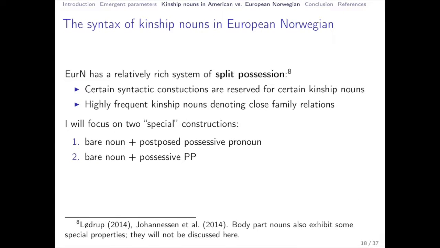Now, kinship nouns. European Norwegian has a relatively rich system of what we call split possession. And what that means is that there are certain syntactic constructions that are reserved for certain kinship nouns. These kinship nouns are highly frequent and they denote close family relations. I'm going to focus on two special constructions, one with a bare noun plus post-possessive pronoun, one with a bare noun and a possessive PP, prepositional phrase.